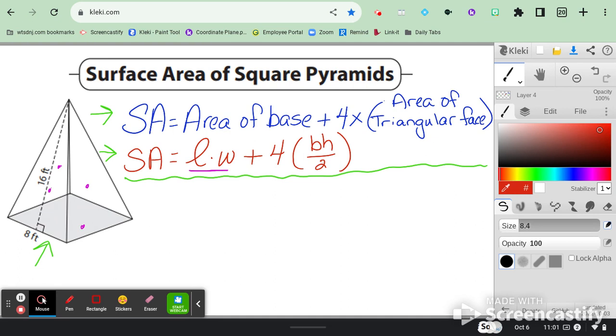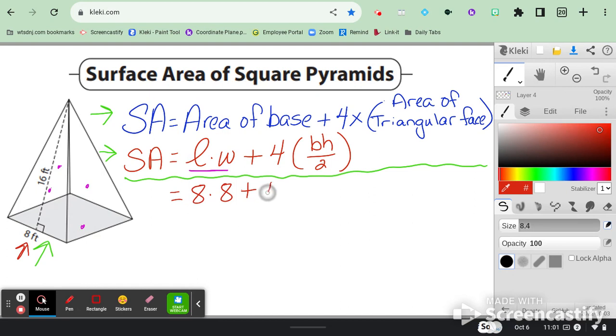So I'm going to drop down my equal sign. I'm looking at my length of my square, which is 8 feet. And because it's a square, the sides are going to be the same length. So the length and the width are going to be the same. So I'm going to take 8. I'm going to multiply it by 8. Drop down my addition sign.